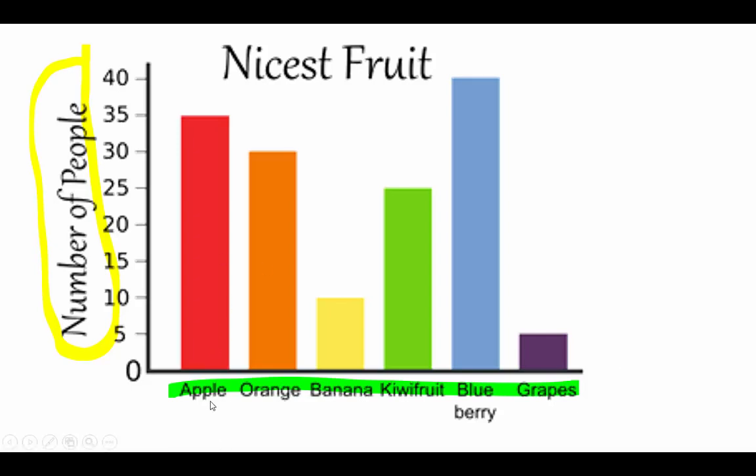So for example, for the category apple in nicest fruit option, there's approximately 35 people who said that apple is the nicest fruit. Whereas for oranges, there's approximately 30 people who say that oranges are the nicest fruit. So one thing that you'll recognize in terms of a bar graph is that the bars tend to not touch, so they're not connected to each other. So this is one graphical display for categorical data. Specifically, this is a bar graph.